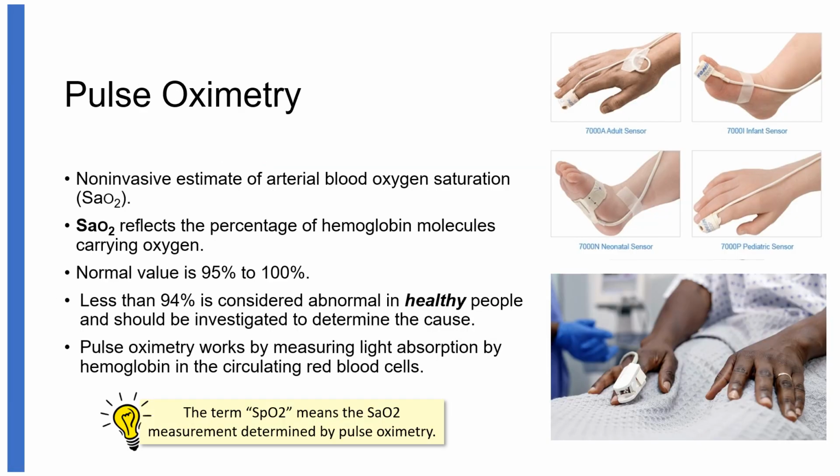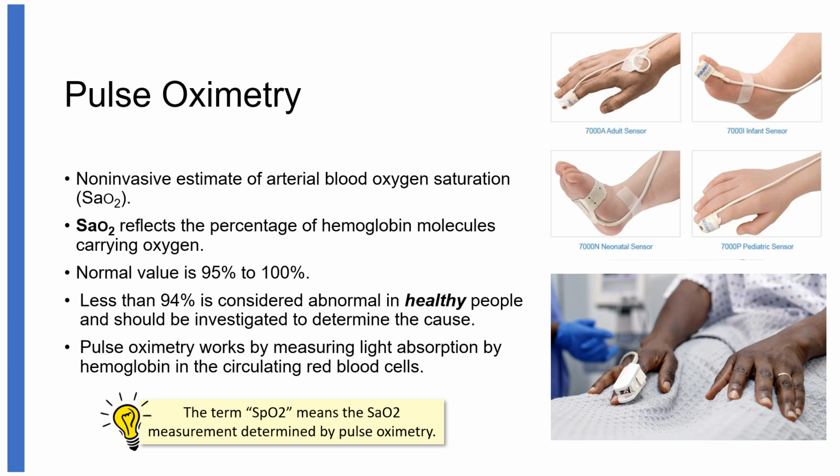Pulse oximetry. Okay, so I think everybody has seen a pulse oximeter. This is a non-invasive way to estimate the arterial blood oxygen saturation, which is SaO2. This is the percentage of hemoglobin molecules that are carrying oxygen. We will document this as SpO2 because that is a measurement when we use a pulse ox. So when you are documenting this, you're going to say SpO2 with the percent.